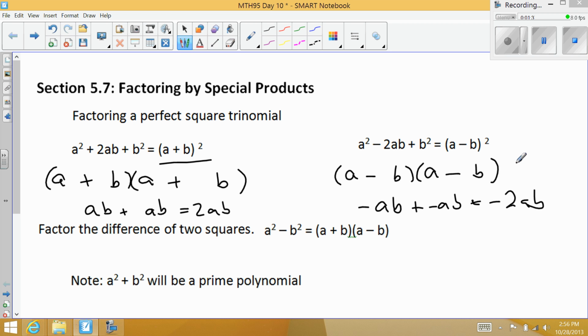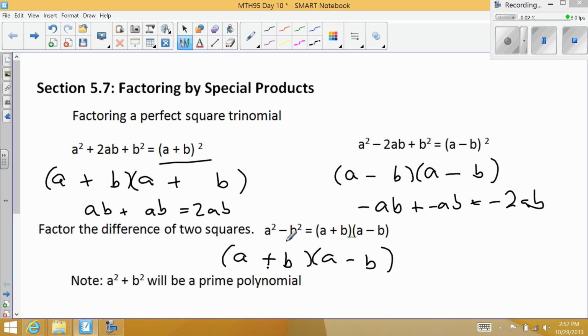Another good one to know, and this is nice whenever you have only two terms that you're trying to factor, so this would be a binomial rather than a trinomial: a squared subtract b squared. Again, a squared would factor to a times a. B squared factors to b times b, but since we want to subtract b squared, we need a plus b, subtract b. So we get a positive b times a negative b for the negative b squared.